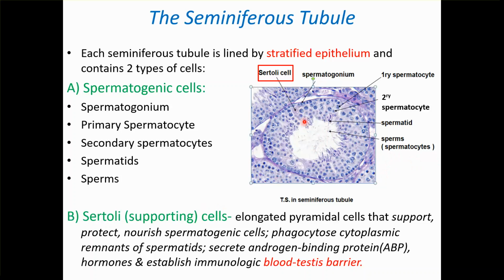Now you can also see another group of cells which are called the Sertoli cells. They are nothing but supporting cells. The shape is elongated pyramidal cells. They help in support, they protect and nourish the spermatogenic cells. They also phagocytose the cytoplasmic remnants of the spermatids.